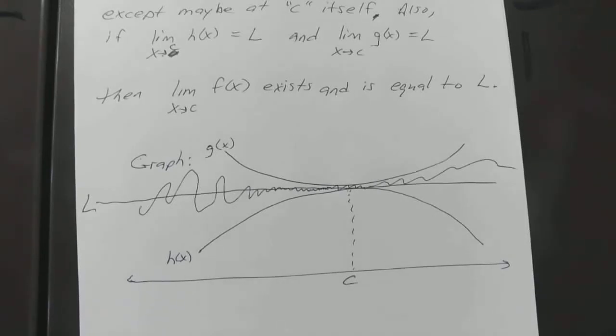Because if it's always below g of x and always above h of x, then wherever h of x and g of x are approaching, as they get closer and closer to that c, it's kind of forcing the f of x to go there too. Okay, and this is useful when you're trying to find the limit of really funny looking trig identities.